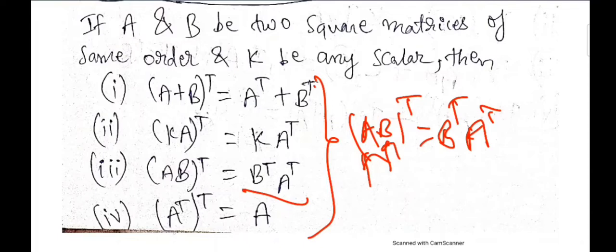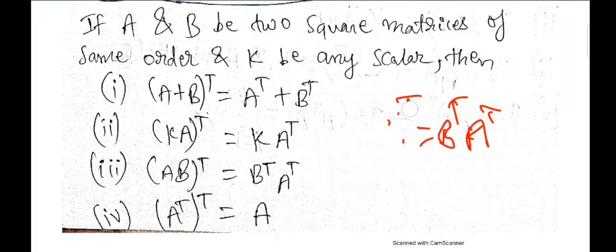And the transpose of A transpose: when the transpose of A transpose is taken, we get the same thing, we get the original matrix. Got it? So these are some of the properties.